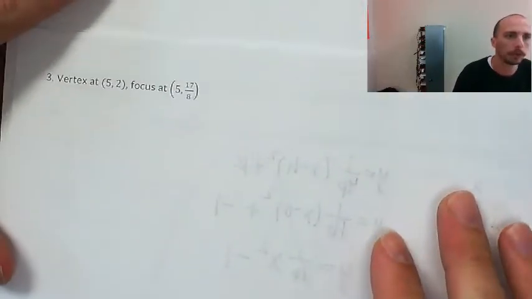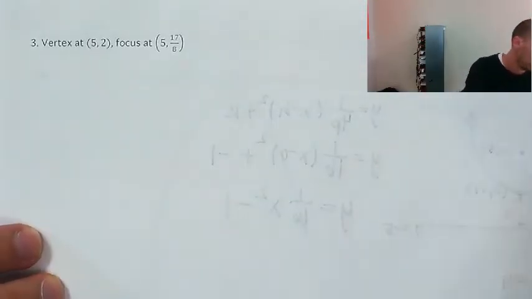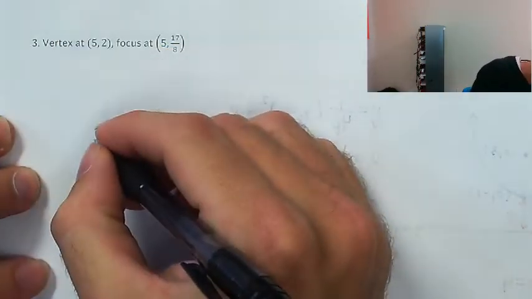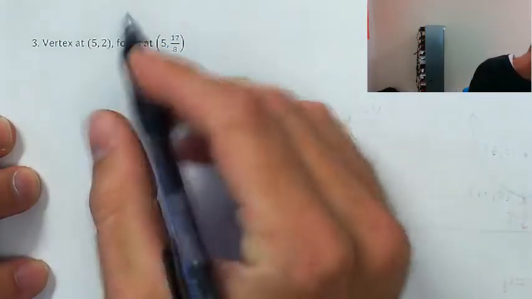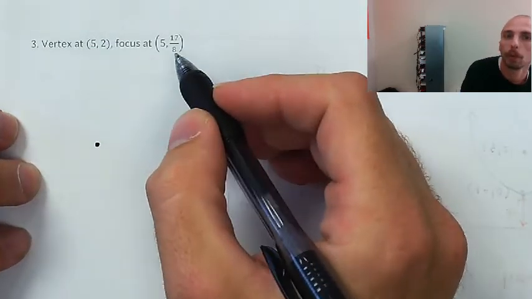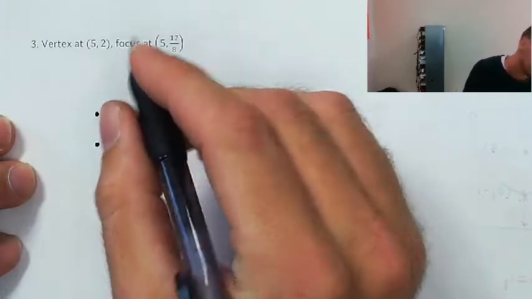Now here we've got something a little more interesting. The vertex is at (5, 2), and the focus at (5, 17/8). 2 would be 16 divided by 8, right? So I know that the focus is going to be 1/8 above the vertex.